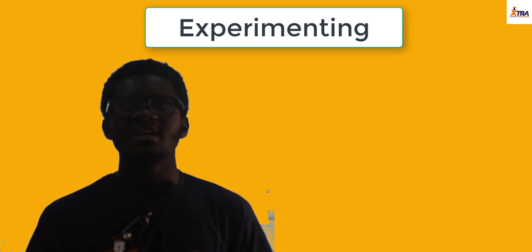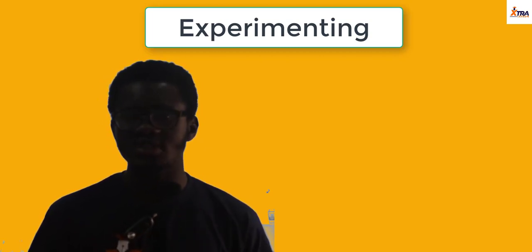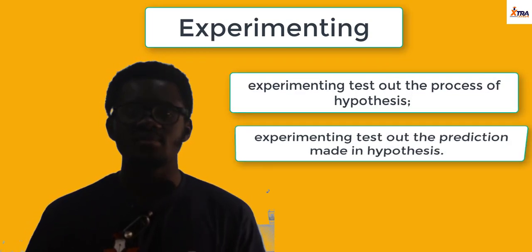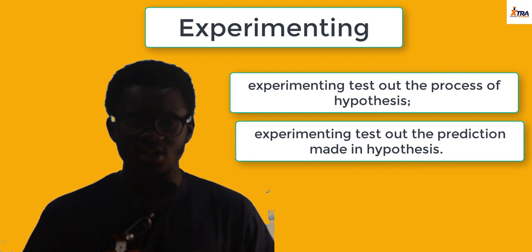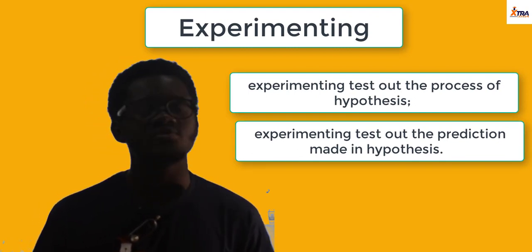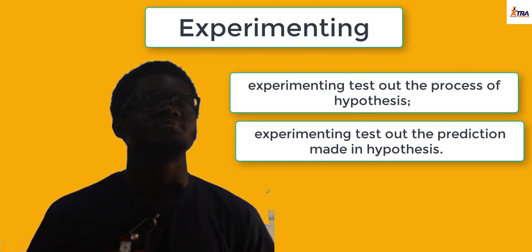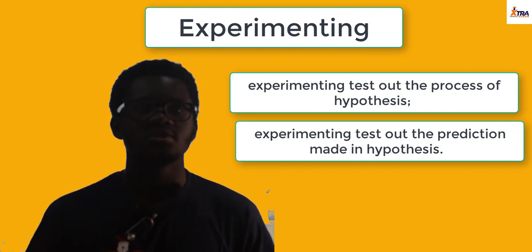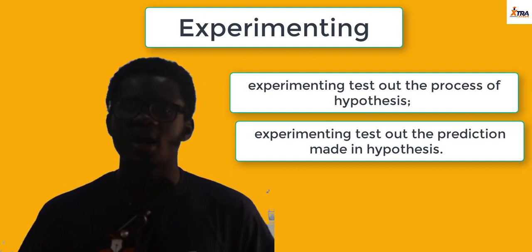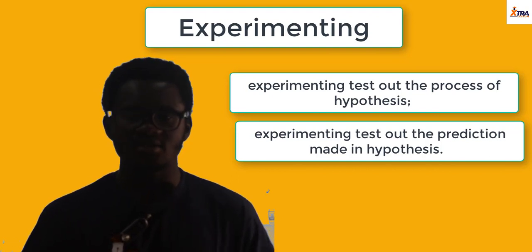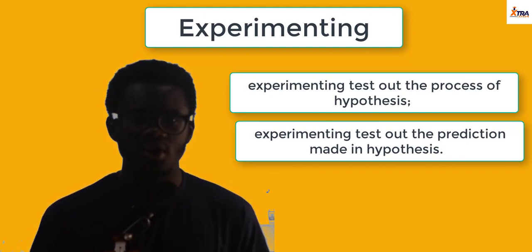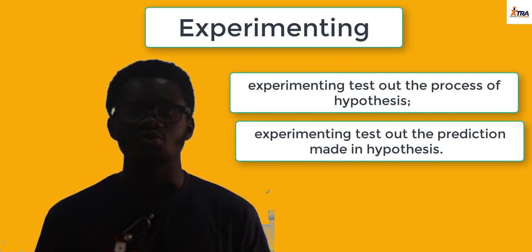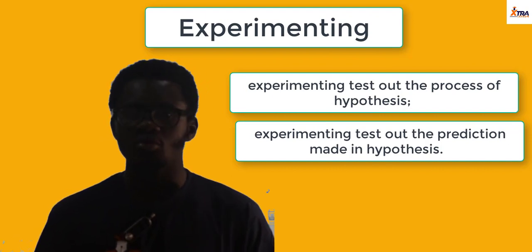So experimenting is very important due to two major reasons. Experimenting tests out the process of hypothesis. And number two is that experimenting tests out the prediction which you have made in your hypothesis. So for instance, if you say that, okay, the process of relieving pain is by administering aspirin. So an experiment will be carried out to administer it to see whether what you are saying is true. And if you say, okay, in the drug administration, if you want it to be very effective, do it intravenously, that is directly into your blood vessels.